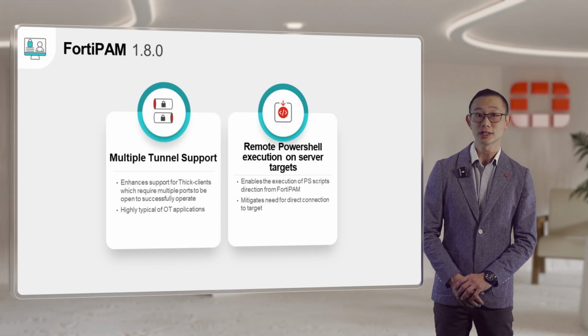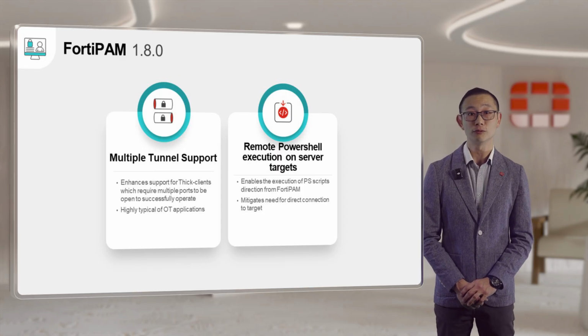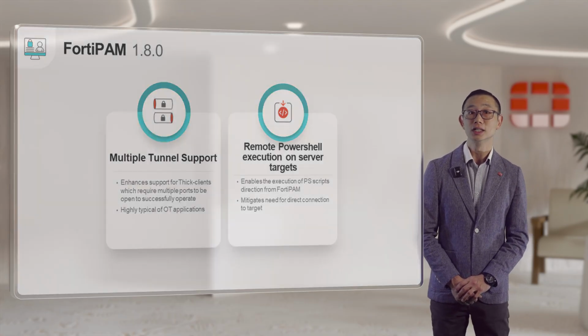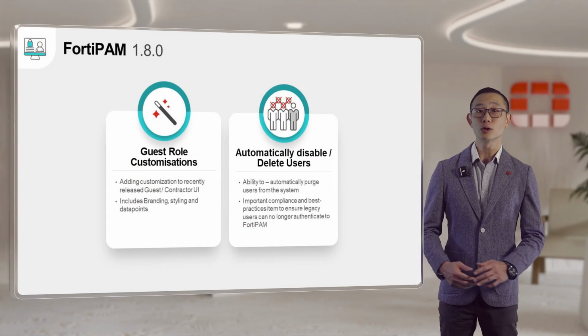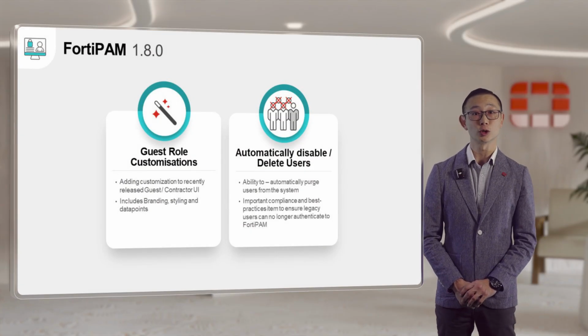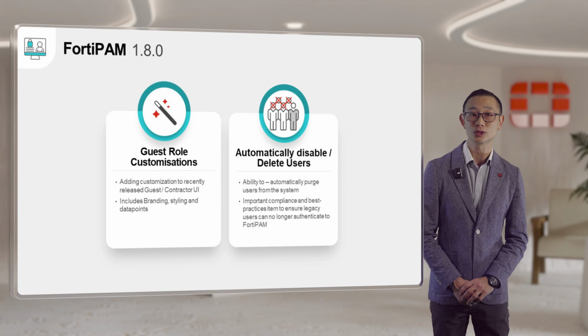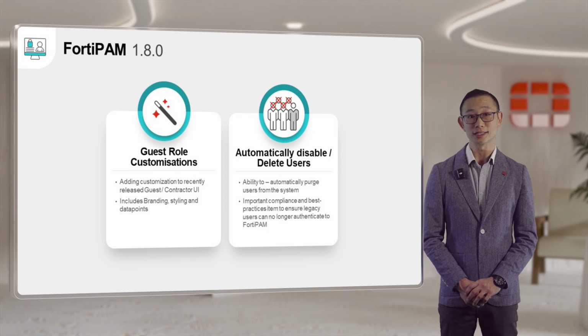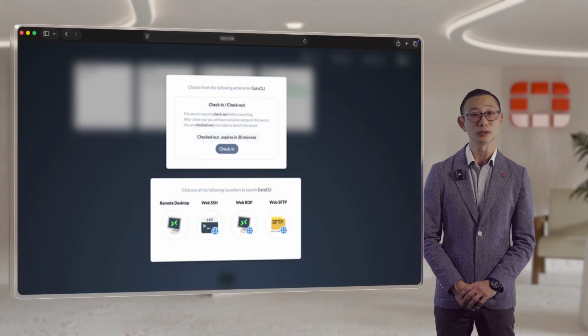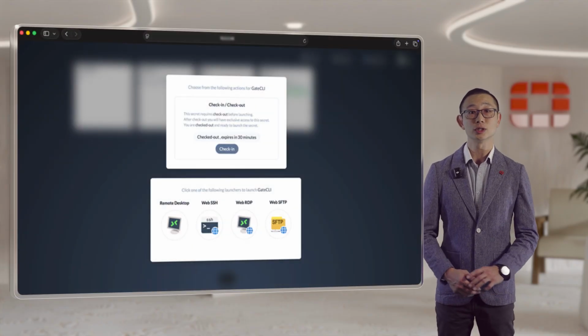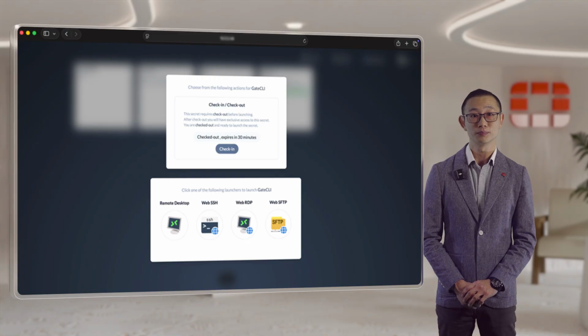Remote PowerShell can also be executed directly from FortiPAM to a targeted system, eliminating the need for direct connections. Guest role customization is also added for contractors or guests, to include more secure branding, styling, and data points. Lastly, version 1.8 provides the ability to automatically disable or delete legacy users to ensure they cannot authenticate via FortiPAM.